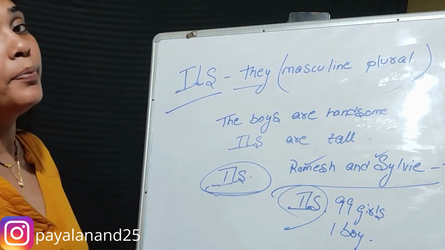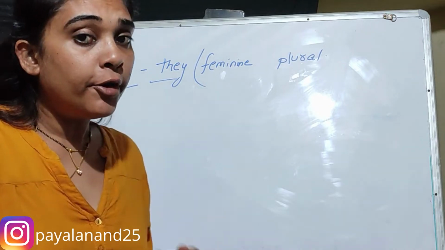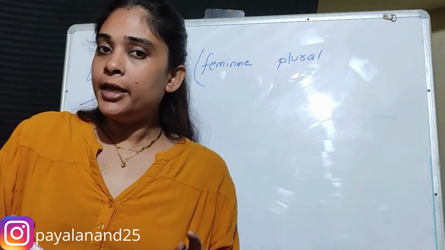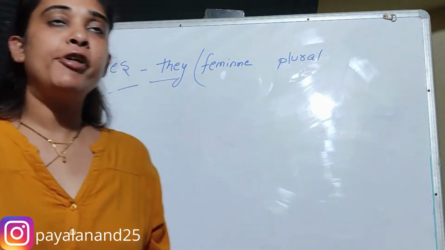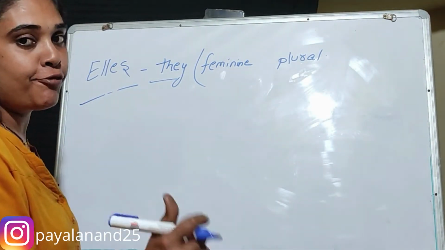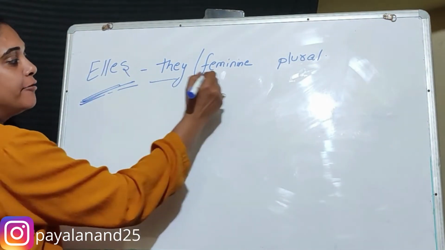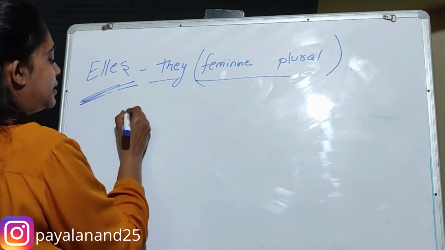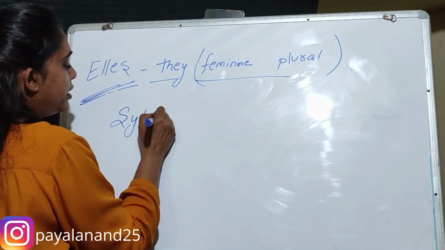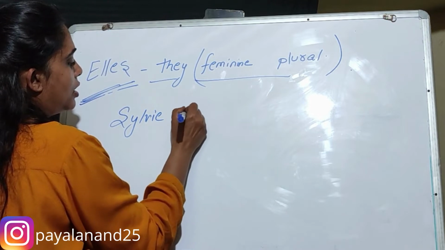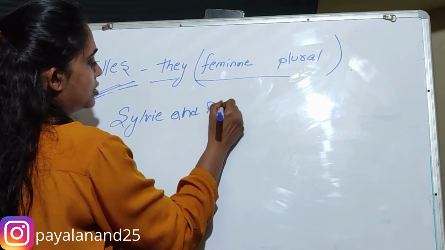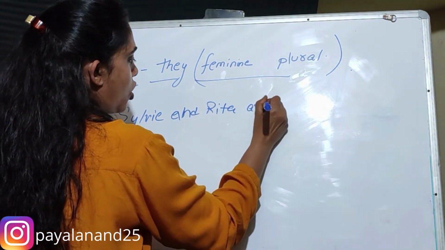Ils, masculine, plural form. The plural of "she" is "they" in English, but in French we have a separate "they" for feminine plural, that's "elles". That means "elles", feminine plural. For example, Sylvie and Rita are tall.